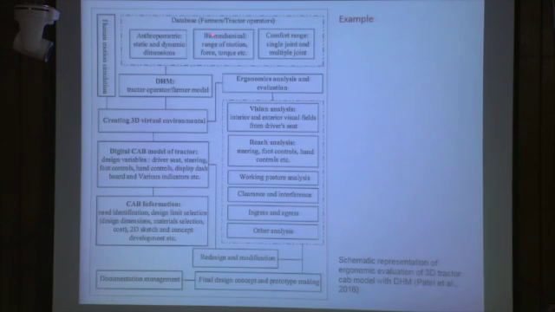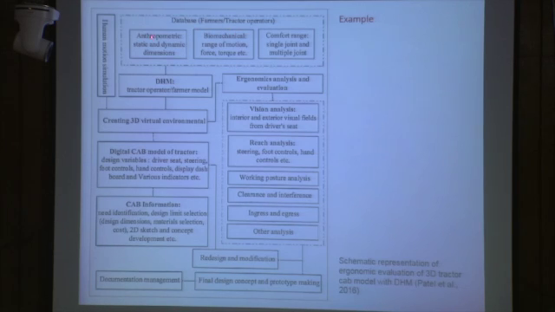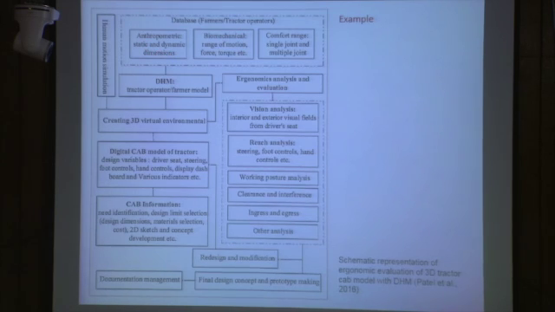First, a database is required: farmers or tractor operators related database. So anthropometric, that is static and dynamic dimensions, is required. Then biomechanical data related to range of motion, force, torque, etc. is required. Then comfort range, single joint and multiple joint comfort data is required. So these three areas: anthropometric data, biomechanical data and comfort range data. While these data are ready, with the help of those data, we can create a digital human model of the tractor operator or farmer who will operate the tractor.